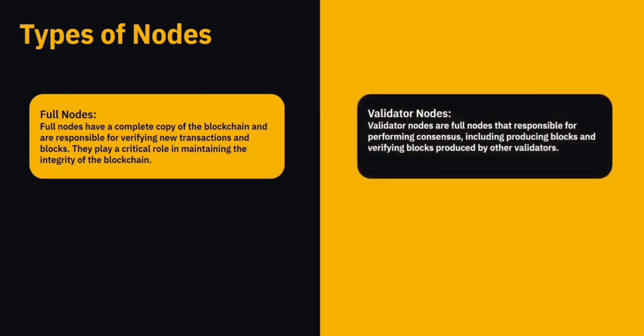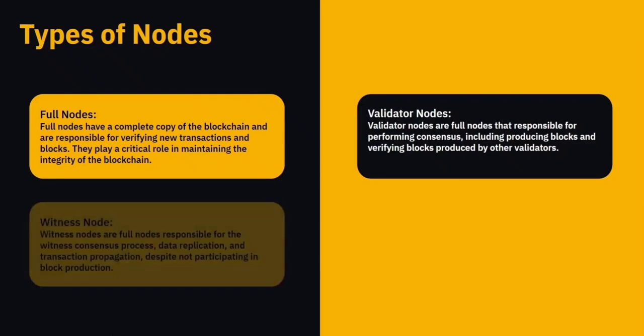Validator nodes. They play an important role in the consensus mechanism by confirming the validity of transactions and suggesting new blocks for inclusion in the blockchain. They actively engage in reaching a consensus with other nodes, contributing significantly to the overall agreement on the blockchain.